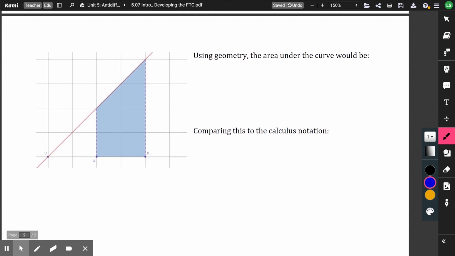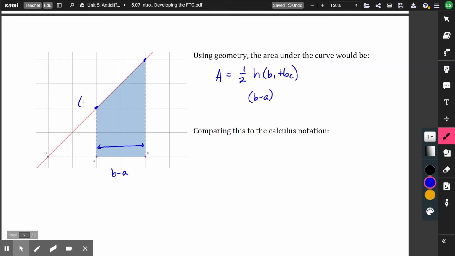So here's our trapezoid. Using geometry, we're going to have an area that'll be 1/2 our height times base 1 plus base 2. That's the generic formula for the area of a trapezoid. Now in this case, our height is designated by the difference in our x values. So from b minus a, that kind of represents the height of our trapezoid. The base 1 and base 2 values come from the y coordinates at the ends of our trapezoid.